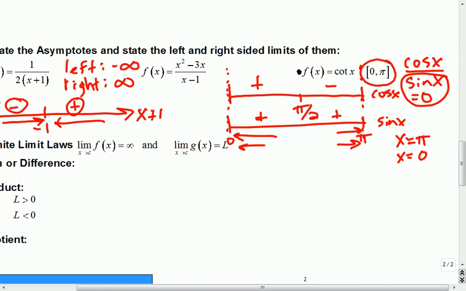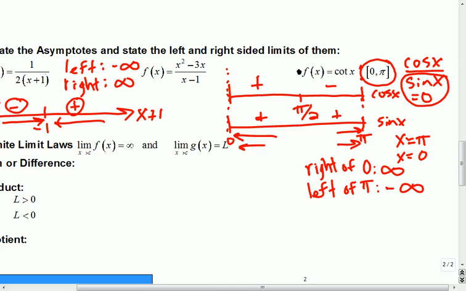As I approach from the right of 0, it's going to be positive infinity. As I approach from the, no, I did it again. You think I know my left and right arms by now, but apparently I don't. So this would be from the right side of 0, and this would be from the left side of pi. It would be negative infinity. Okay, apologies. I will try to stop mixing up my right and left hand from now on.